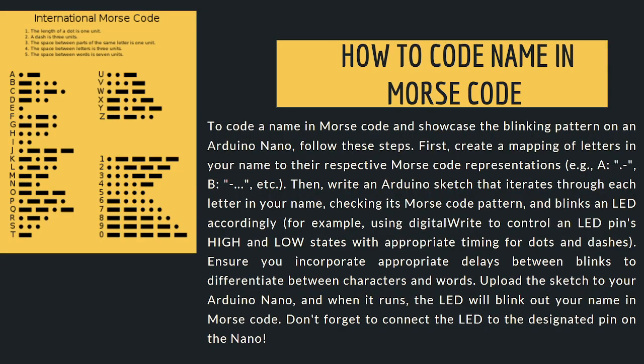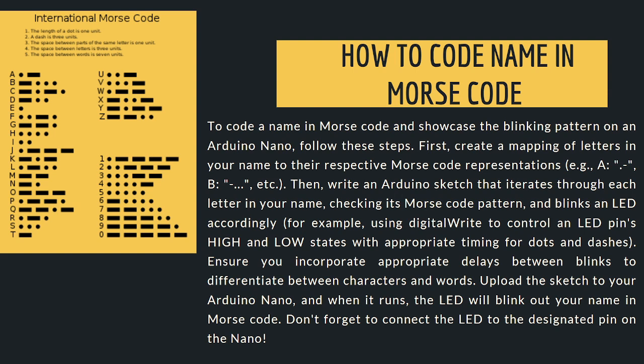So for the Morse code, to code a name in Morse code and showcase the blinking pattern on an Arduino Nano, we are going to follow these steps. First, create a mapping of letters in our name to the respective Morse code representation. I have given you the international Morse code table. Then write an Arduino sketch that iterates through each letter in our name, checking its Morse code pattern and blinking an LED accordingly. Ensure we incorporate appropriate delays between blinks to differentiate between characters and words.